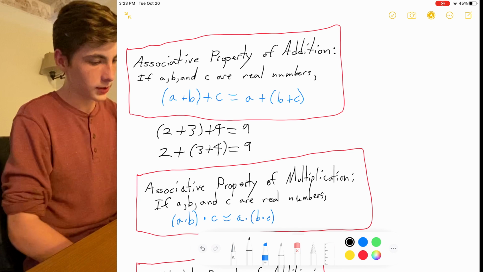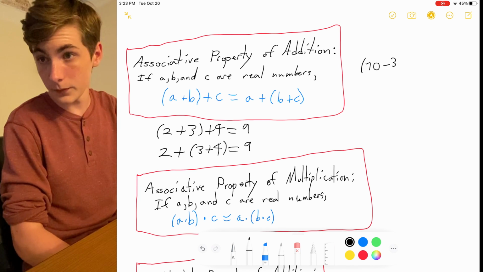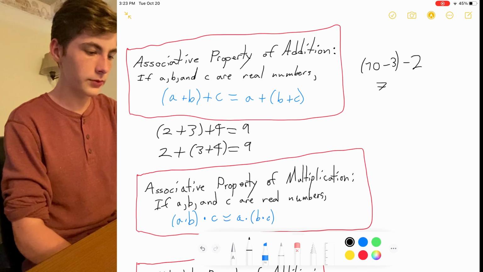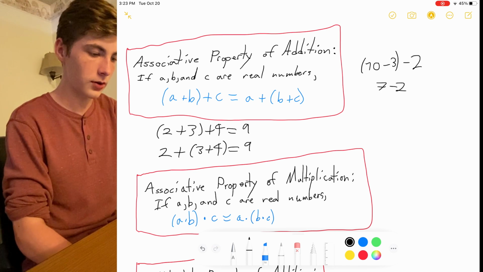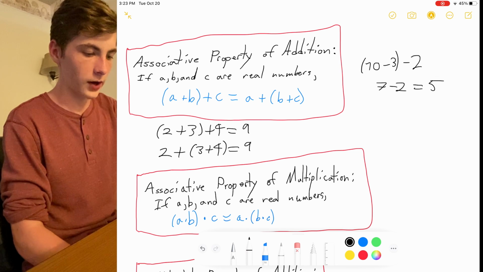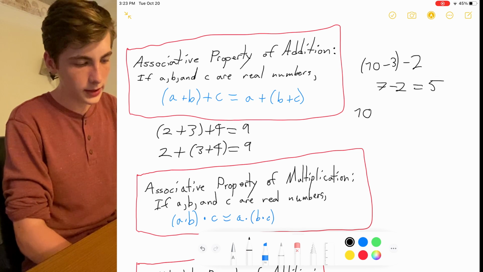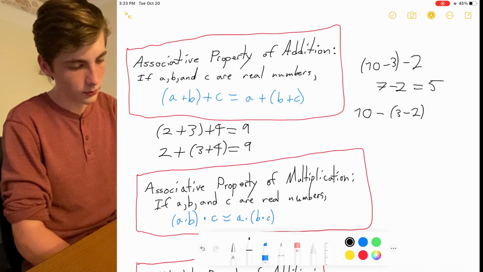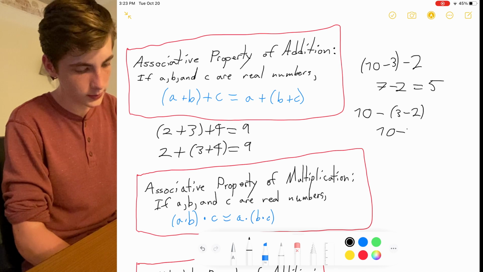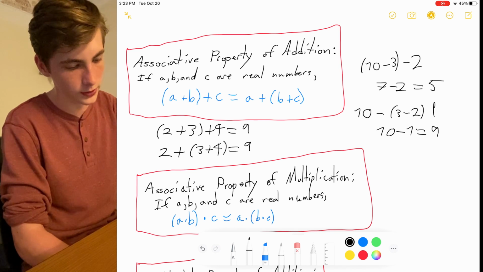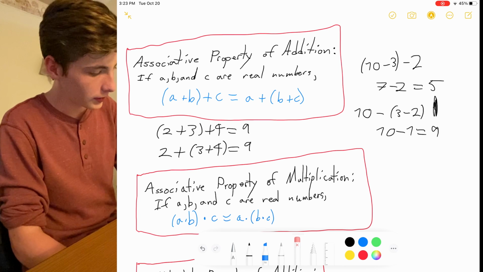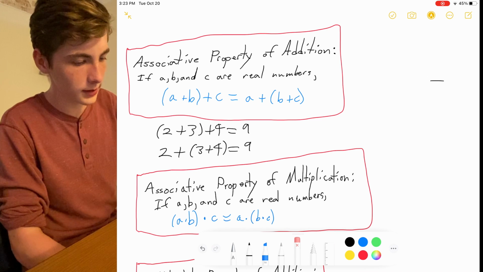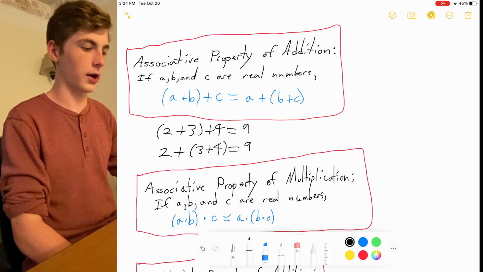If we take 10 minus 3 in parentheses minus 2, well, 10 minus 3 is 7, and we're still subtracting 2. And 7 minus 2 is 5, right? If we instead did it 10 minus 3 minus 2, well, that's the same as, well, 3 minus 2 is 1, so that's 10 minus 1, which is 9, which is not equal to 5, right? So it does not work with subtraction, just like the commutative property does not work with subtraction.